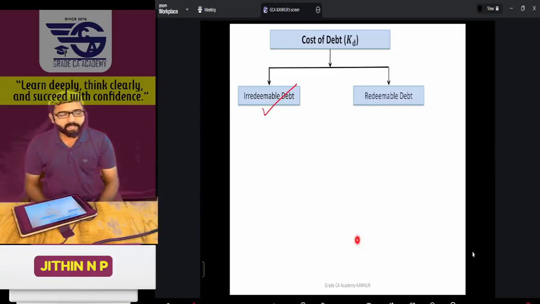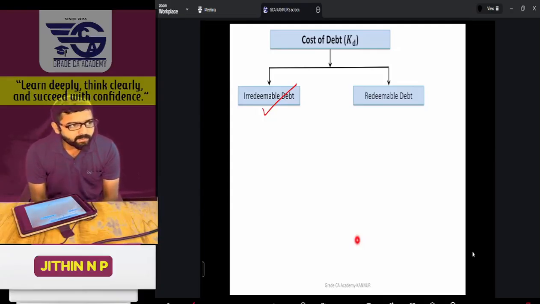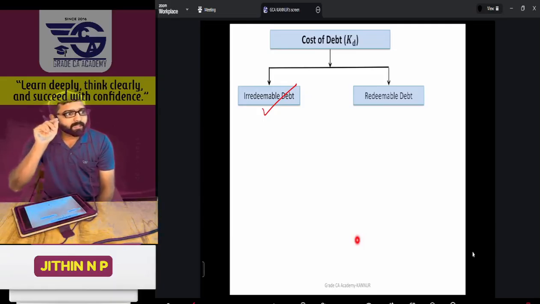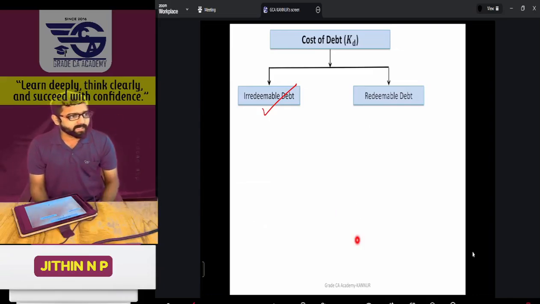Suppose a debenture holder invested 10 lakh rupees into the business. Each year the company needs to pay 10 percent debenture interest. What amount does the company have to pay to the debenture holders? 10 lakh into 10 percent, 1 lakh each year. Each year 1 lakh, 1 lakh, 1 lakh they will pay. They won't return the 10 lakh to the debenture holders. Then it is called irredeemable debt. An example is irredeemable debenture.